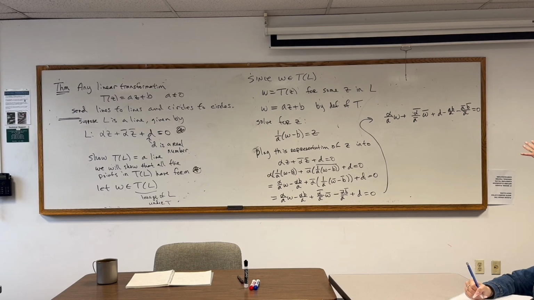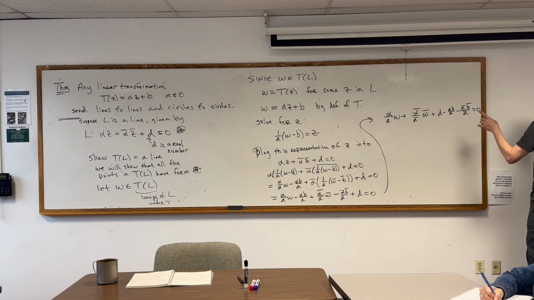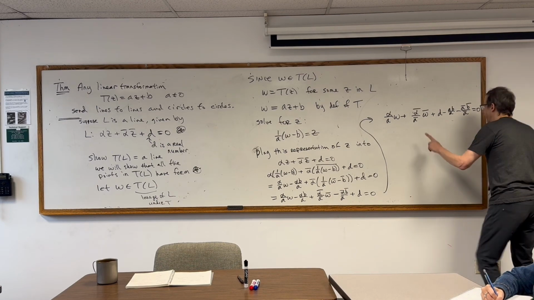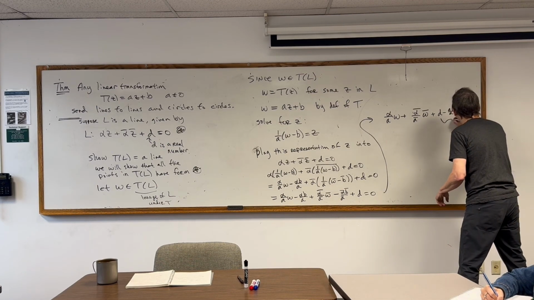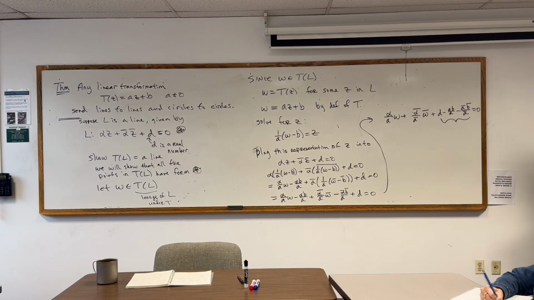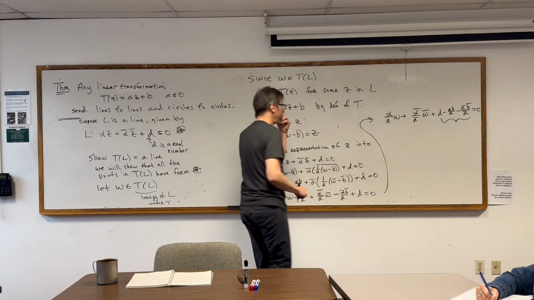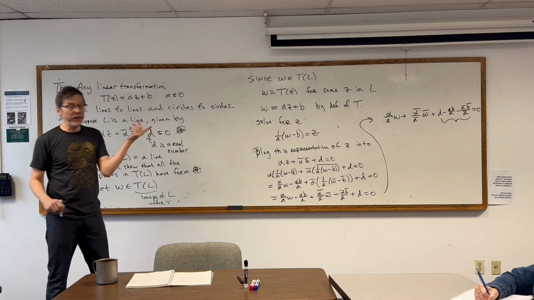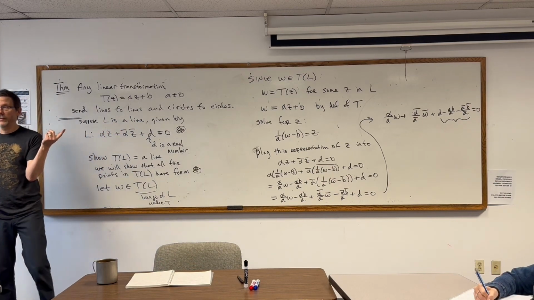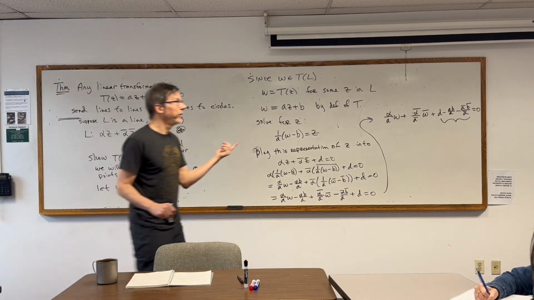Make sure you're following me here. And if you're already here, my question for you is, why is this a real number? Because A and B aren't. A and B are complex numbers.